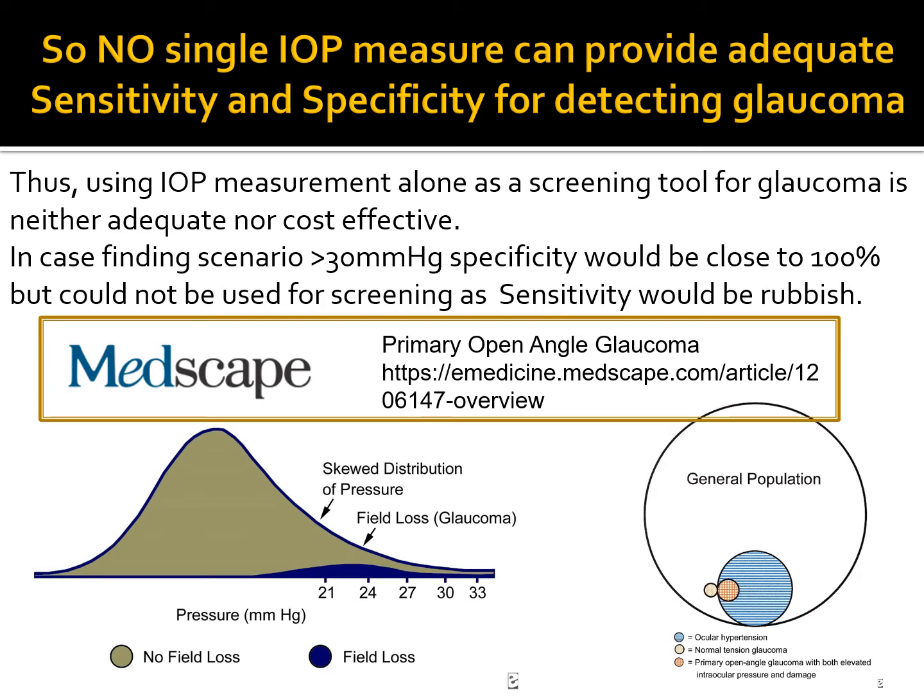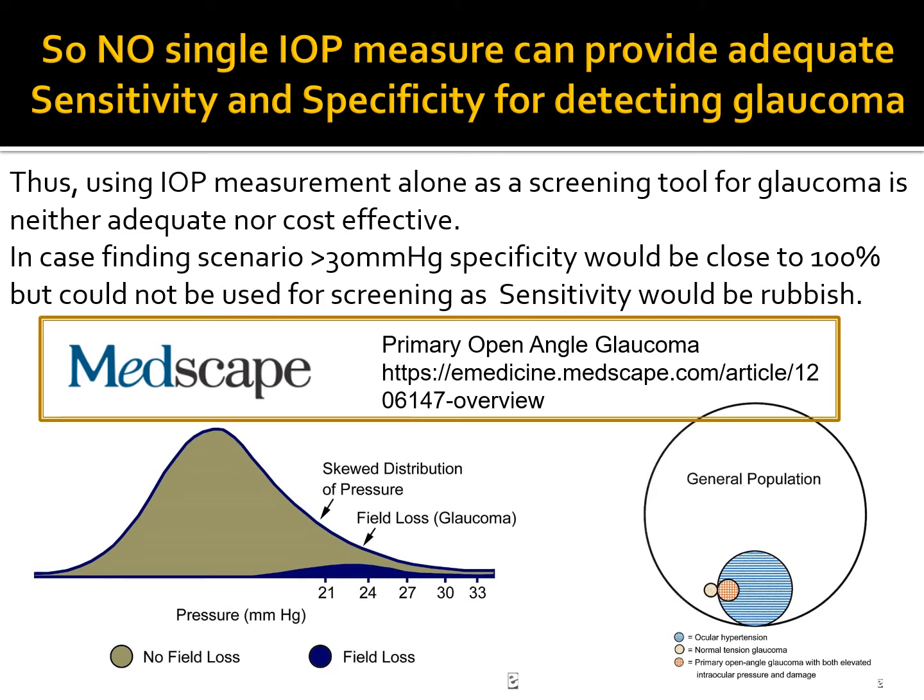So again, using IOP measurement alone as a screening tool for glaucoma is neither adequate nor cost effective. In a case finding scenario, if you have a pressure of greater than 30, then yes, specificity would be close to 100%. But it couldn't be used for a screening service because sensitivity would be rubbish. So if you've got someone sitting in your chair and you do actually measure them at 30, then yes, it's 30. But using it for a screening purpose where everyone less than 30 gets pushed out of the screen, that wouldn't be a good system.